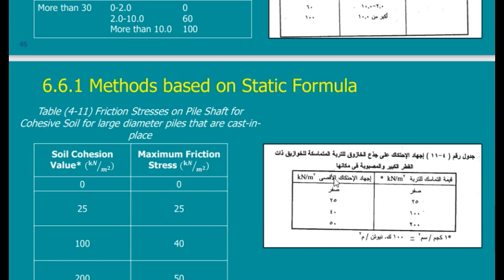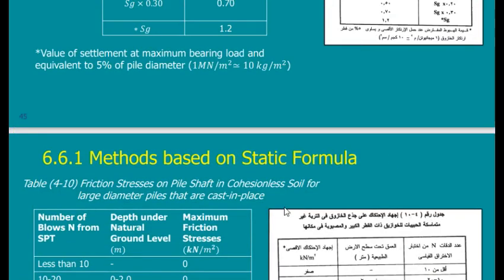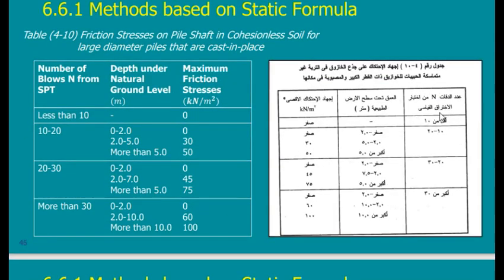What is the value of, say here, the maximum frictional stress? It depends on what the C value of the soil is. If your C value is 0, then it is 0. If your C value is so and so, and so on. For each table, you just go here. It depends on the number of blows, the SPT value, based on your SPT value at the required depth.